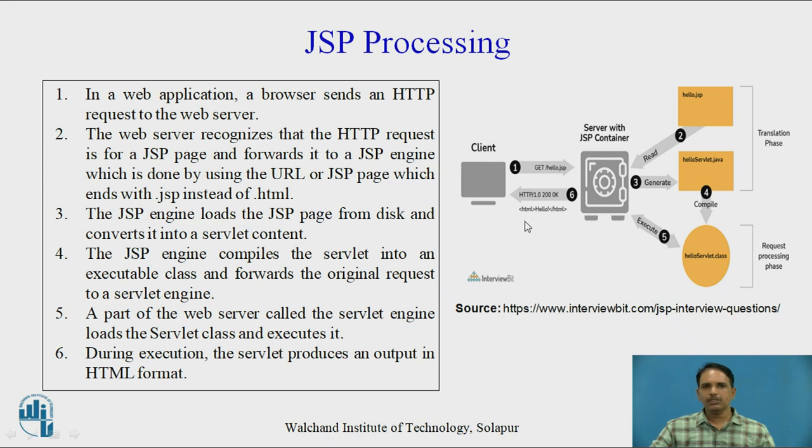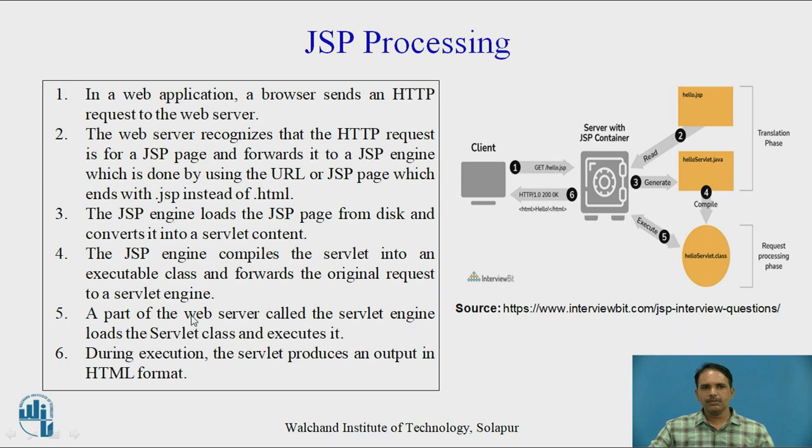The JSP engine loads the JSP page from the disk and converts it into servlet content. So this is step number 3, where generation of servlets happens, and this is called the translation phase, where the .jsp file gets converted to a .java file. Then the JSP engine compiles this servlet, which is Java code, into an executable class and forwards the original request to a servlet engine.